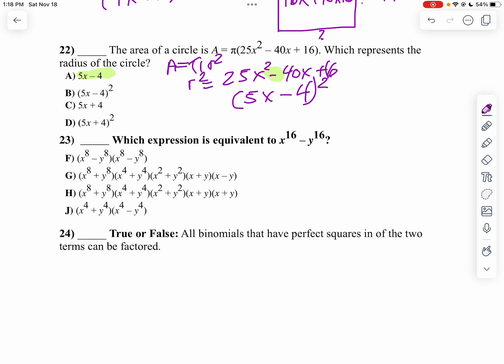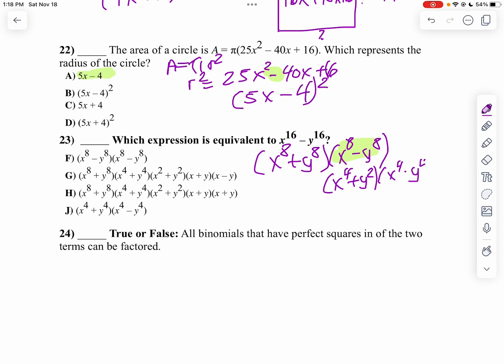Well, that's a difference of squares. So I take the square root of x to the 16th, that's x to the 8th, plus y to the 8th, and we're going to take that times x to the 8th minus y to the 8th. Notice x to the 8th minus y to the 8th, that's a difference of squares again, so I can factor that. That's going to be x to the 4th plus y to the 4th times x to the 4th minus y to the 4th. Oh, I get a difference of squares again.